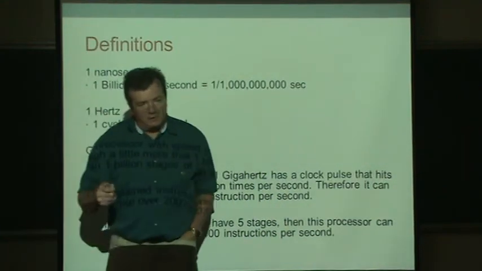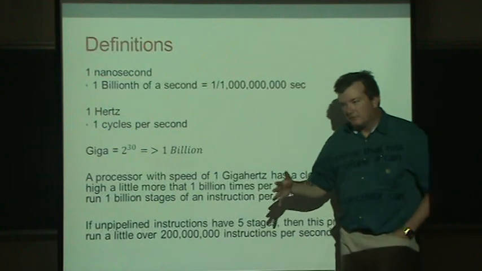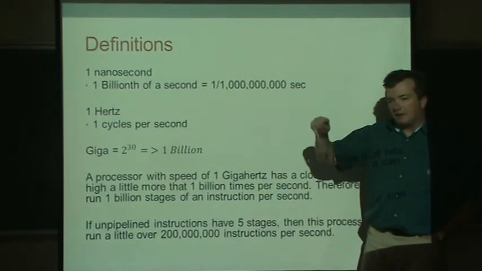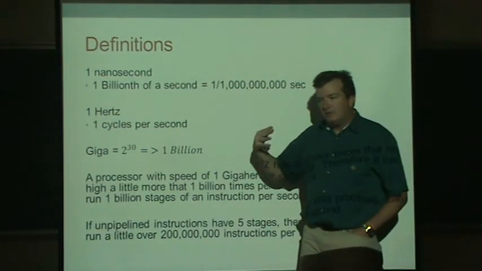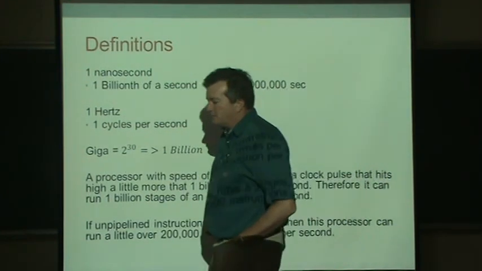So when you're buying a computer and it says the processor runs at so many megahertz, that's how many high electric pulses there are per second, and each high handles 1 stage of an instruction.